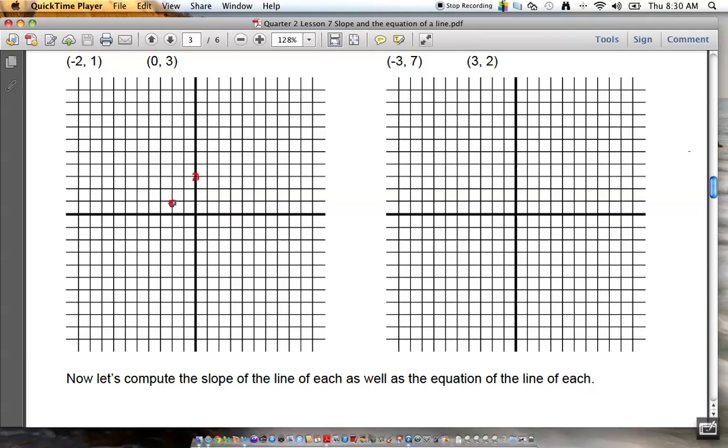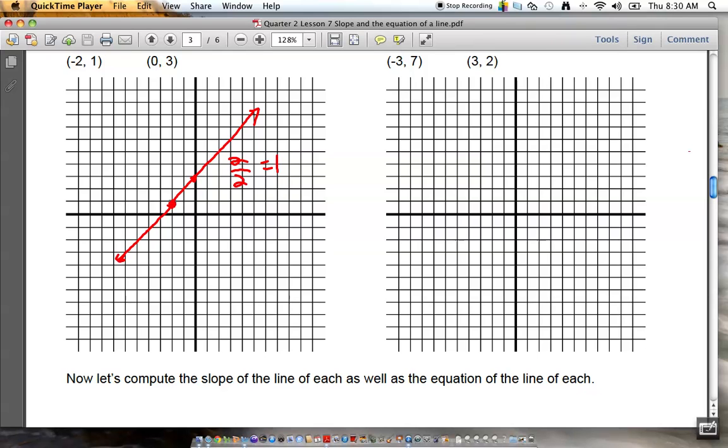And the question: (-2, 1), (0, 3). What I suggested to you was to draw the line and then find the slope. Now, if I want to find the slope of the line, what I'm going to do is go up 2 over 2. And up 2 over 2 is better known as what? 1. So we could say that the slope is 1.